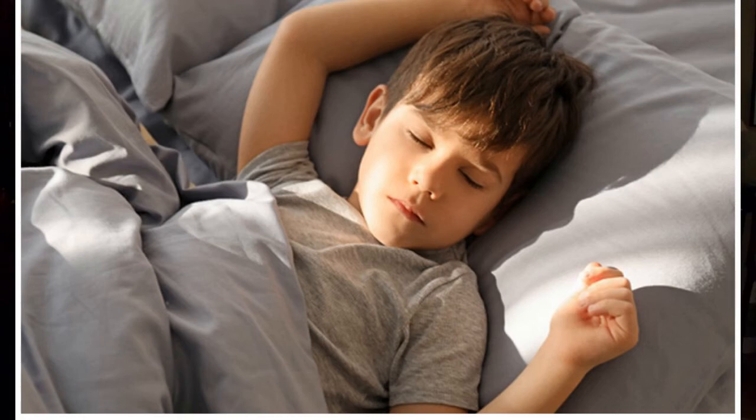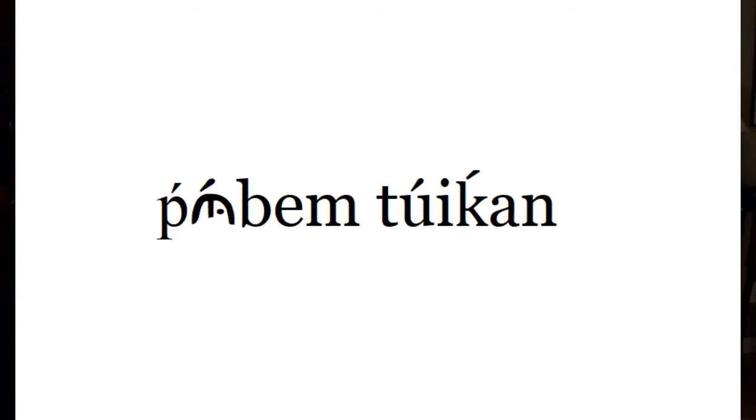Here's a picture. Hesi makare. I hope you said tuikan. He is sleeping. Homonim tuikade. Who is sleeping? Pubem tuikan. You answer. Repeat. Pubem tuikan. Or you could have said tem tuikan. Pubem and tem both mean child. Or you could have put mum in front of that. Mum pubem tuikan. Mum tem tuikan.